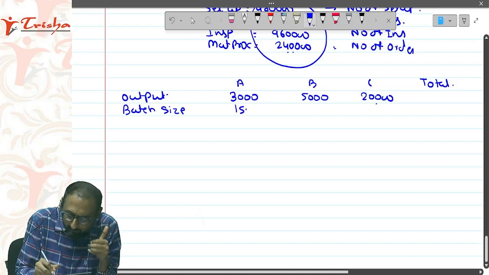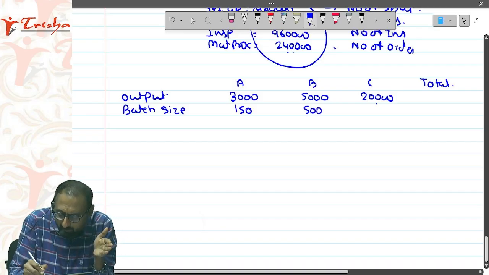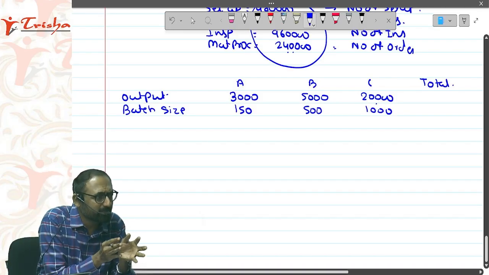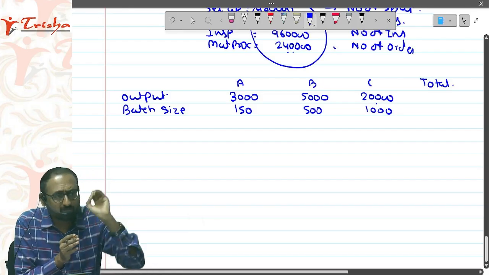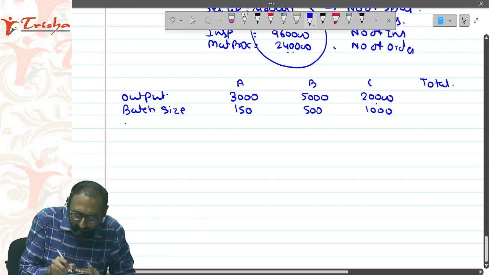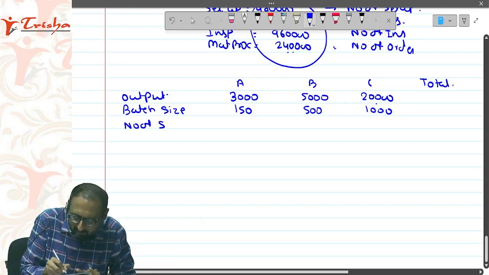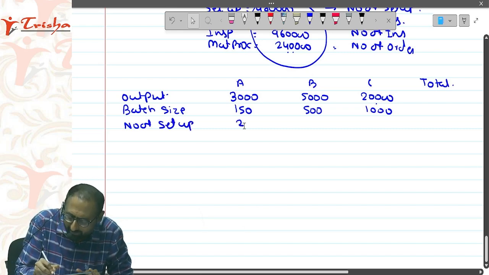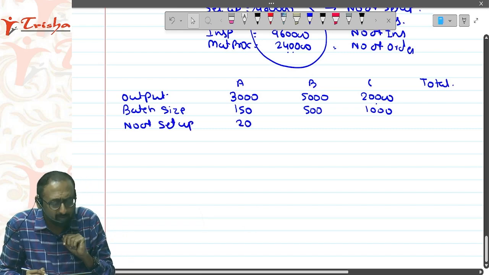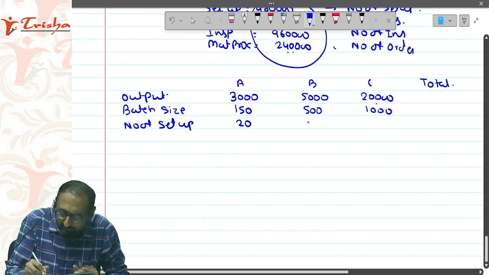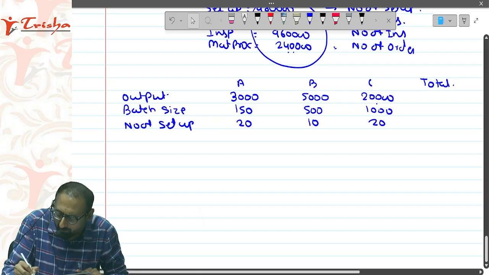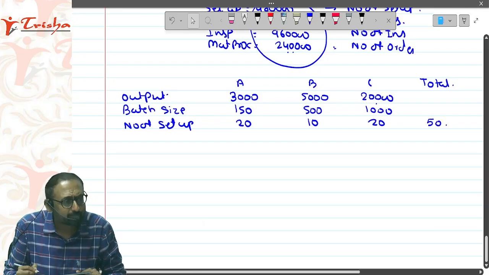A is 150, B is 500, C is 1,000. If in one batch I produce 150, then to produce 3,000, the number of setups will be 3,000 divided by 150. Is it 20 setups required for product A? 5,000 divided by 500, 10 setups required for B. C, is it 20 setups required? Is it that the total number of setups is 50?